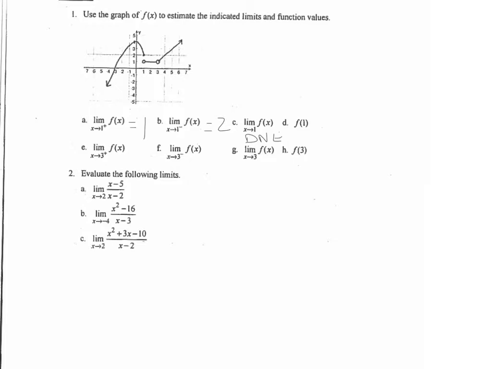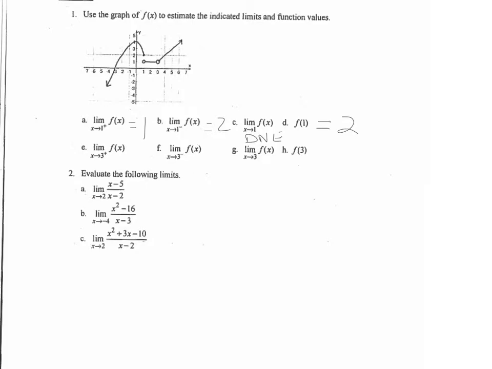Now, notice what D is. Do you see limit written anywhere? No, it's only asking you what's the value of the function when x is 1. So look at your graph. Where is the closed circle when x is 1? Y is what value? That's it. Make sense?